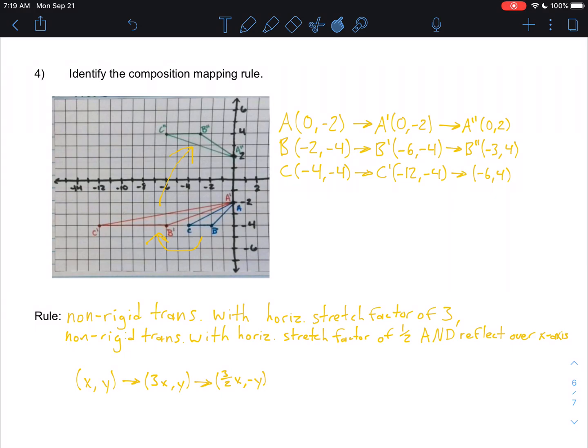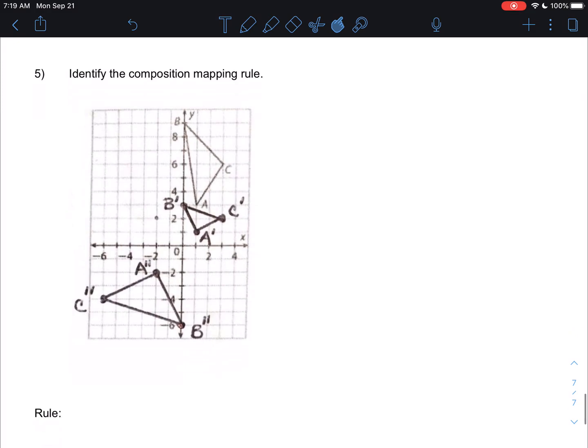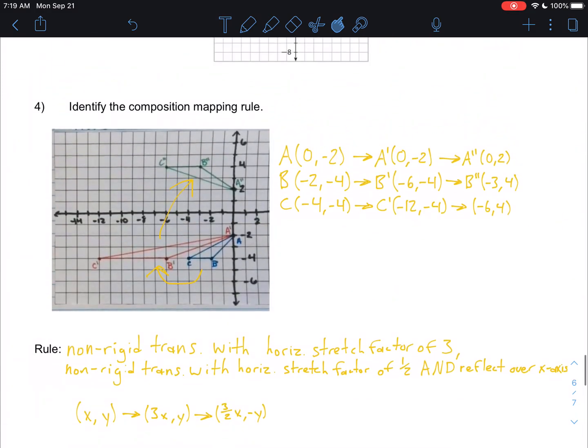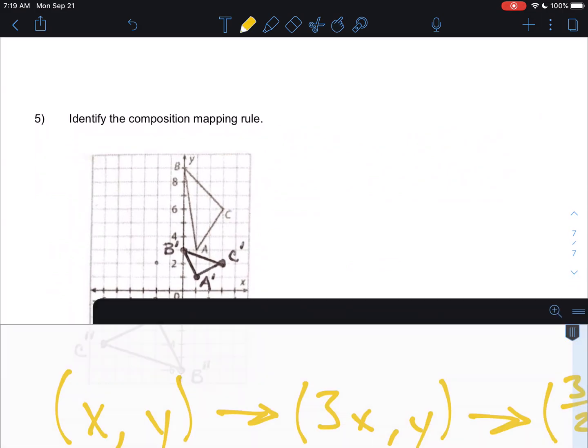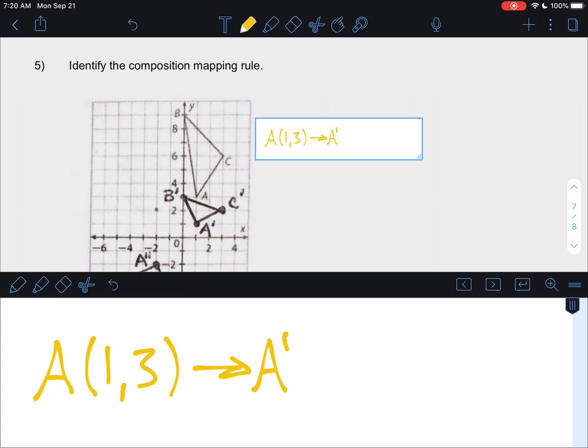And then continuing on. Identify the composition mapping rule, so it's the same thing. And we can do that. And we have another triangle named ABC. So I'm just going to do the exact same thing. So let's see. A is at 1, 3. And is being mapped onto A prime, which is at 1, 1.